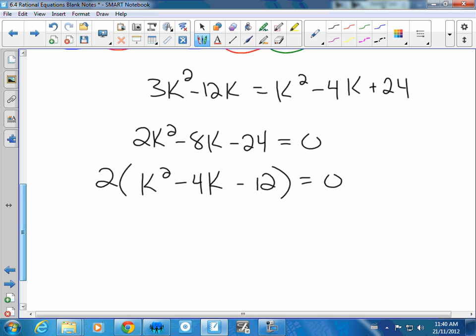If you see a 12, right, you start thinking of all the factors of 12. 1 and 12, 2 and 6, 3 and 4. Can any of those be subtracted to give you a 4? Well, yeah, okay. So let's do that.